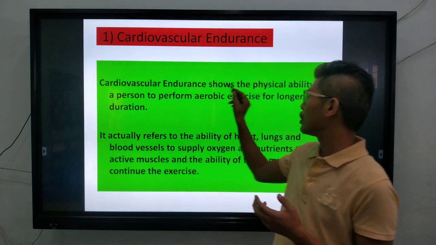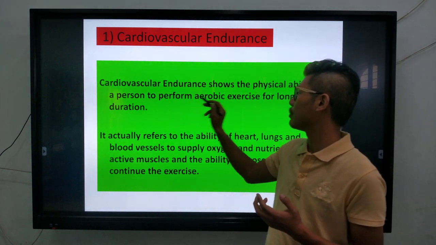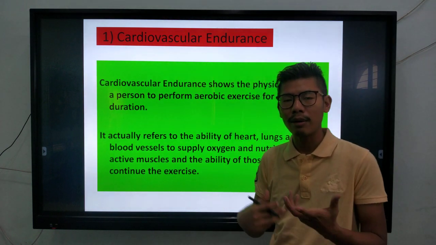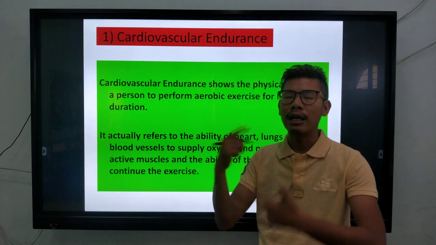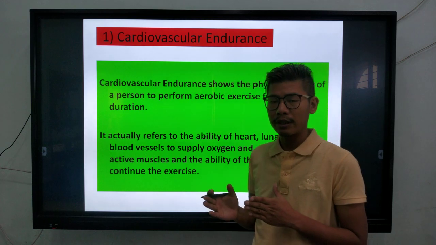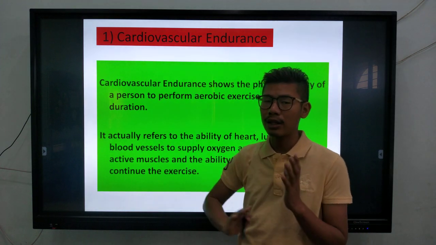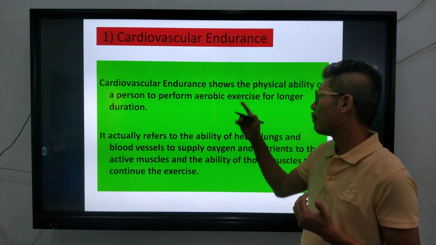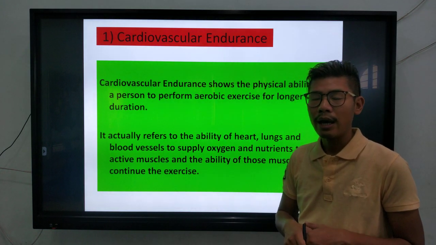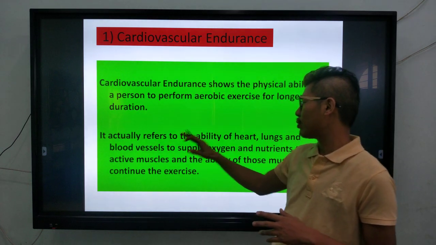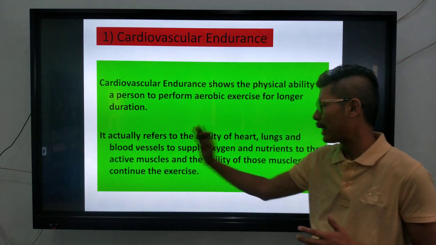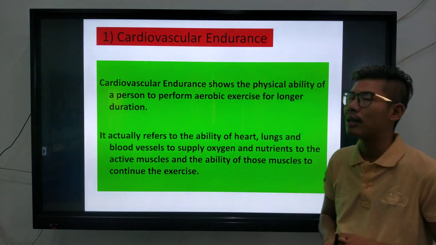So cardiovascular endurance shows the ability of a person to perform aerobic exercise for long durations. Aerobic exercise is anything related to air, like running and jumping, where you're inhaling. So under this first component, the cardio endurance has to be effective, where you're able to perform aerobic exercise without much difficulty. That's the first condition of health fitness. It refers to the ability of the heart, lungs and blood vessels to supply oxygen and nutrients to active muscles, and the ability of those muscles to continue the exercise.